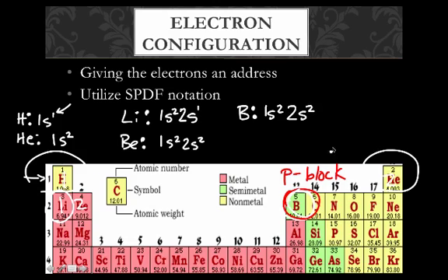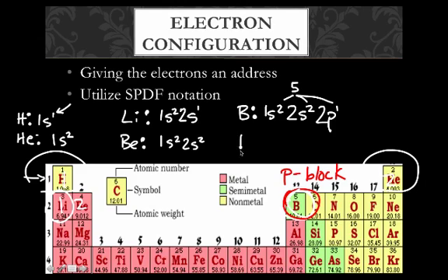Then to get to boron, we have to fill in a 2p with 1 electron, and that's it. That's our 5. So your exponents, 2 plus 2 plus 1, should add up to 5. If they don't add up to your atomic number, then you're not doing it right.